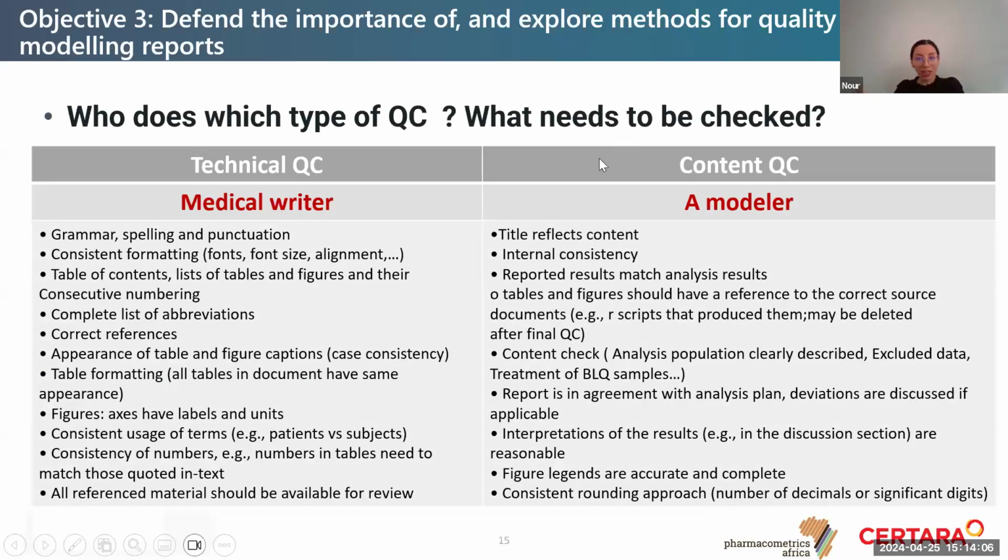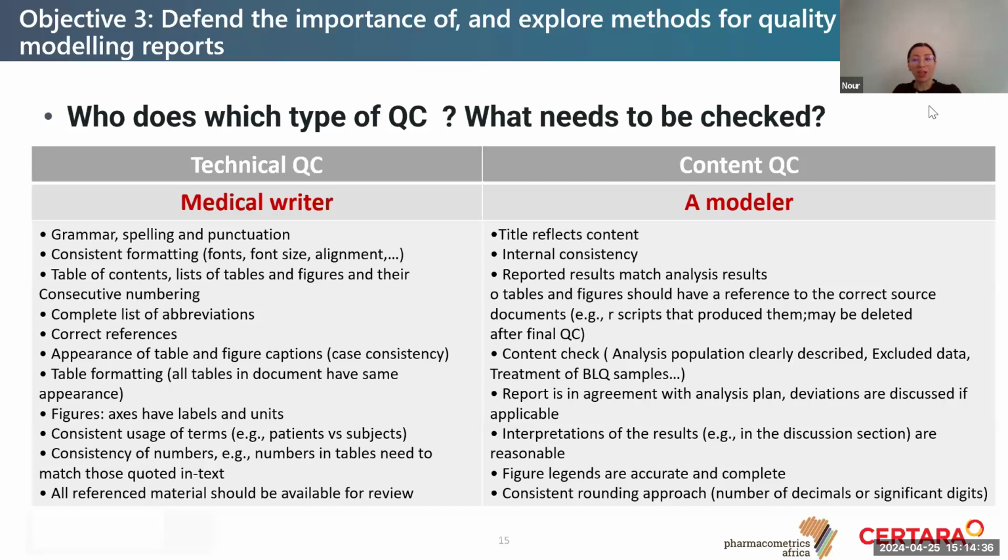So here I summarized the answer for the first and second questions in the table. Here you have the technical QC, which is generally done by a medical writer, and it's all about the layout, the grammar, the consistent formatting, tables of content, list of tables and figures and their consecutive numbers, and all that is related to the format of the report.